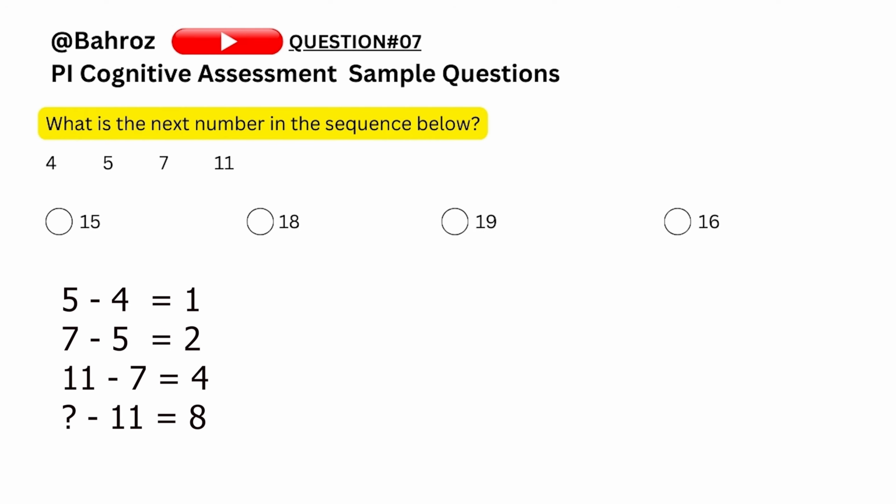So each time we move forward from a consecutive number, the difference is doubling. First 5 minus 4 was 1, it doubled to 2, which is 7 minus 5, it doubled to 4, which is 11 minus 7. So it will double to 8 now, which means we will add 8 to 11, because 4 into 2 is 8, and then we add 8 to 11, and hence the answer is 19. 8 plus 11 is 19.